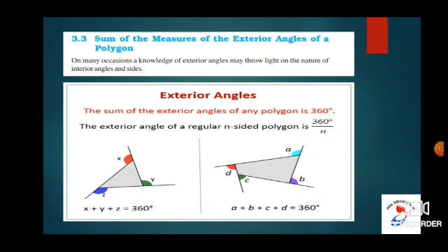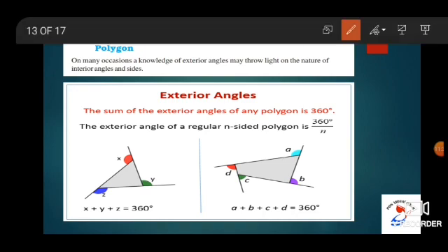Now some of the measures of exterior angle. We have discussed interior angle. Now we are going to discuss exterior angle. So the sum of exterior angles of any polygon is 360 degrees. Now look at this figure. In this figure, angles x, y and z all are exterior angles. The exterior angle of a regular polygon is given by the relation 360 by n. Here also n means the number of sides.